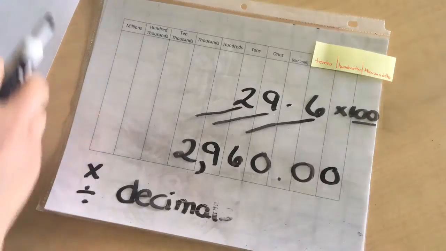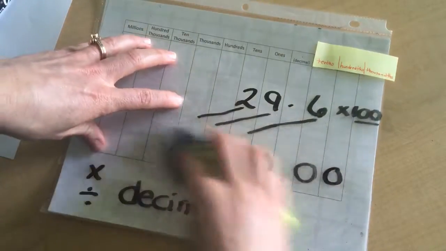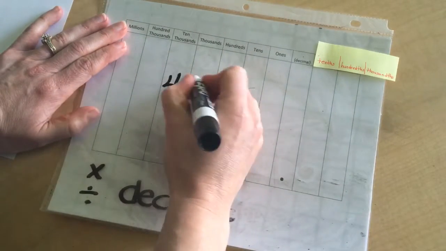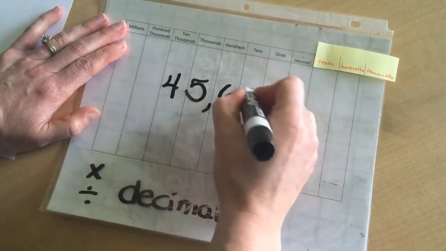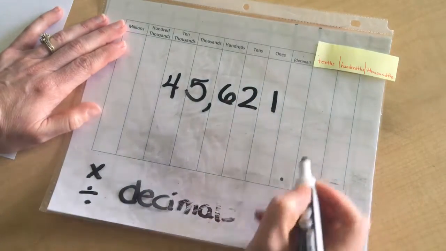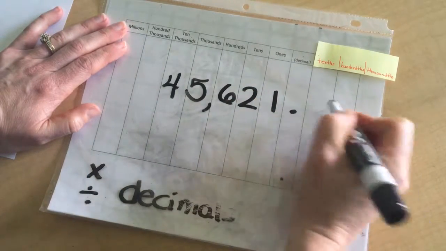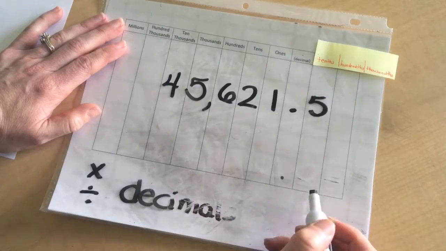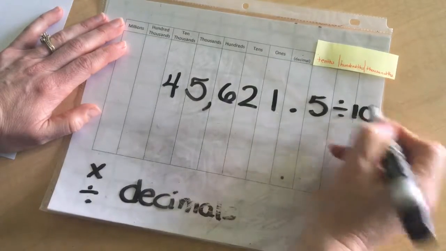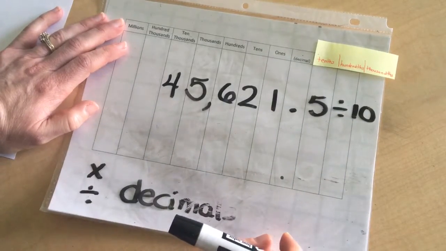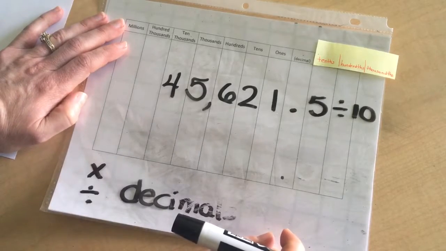All right, let's go ahead and do some division. Let's say we have 45,621 and 5 tenths. Let's say we want to divide it by 10. Well, when we divide, our number obviously gets smaller.